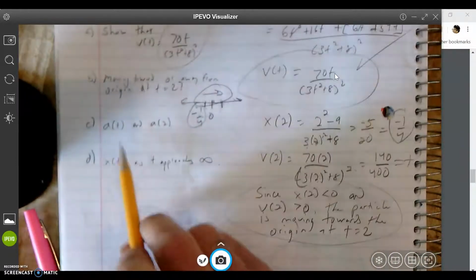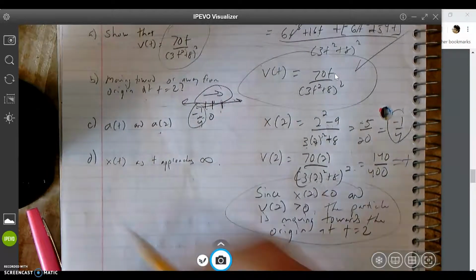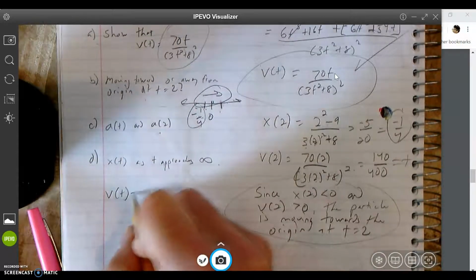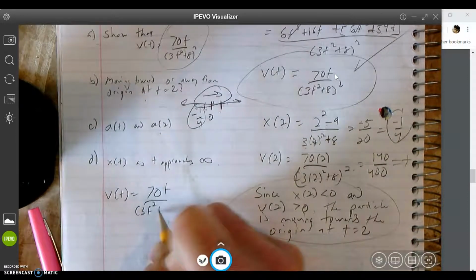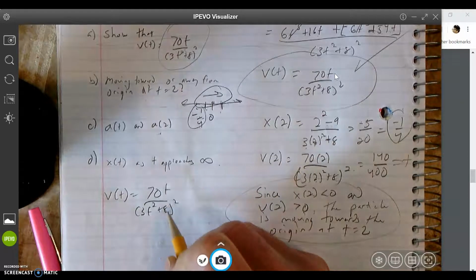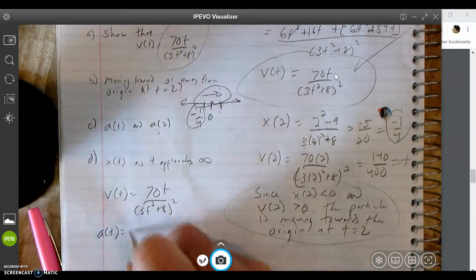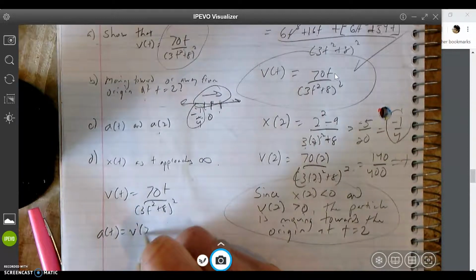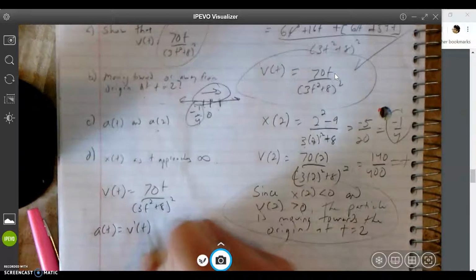All right, part C. I gotta get A of t and A of 2. So we know that V of t is 70t over 3t squared plus 8 squared, because we did that before. And we know that the acceleration is the derivative of velocity. Sorry, it should be t here. Derivative of velocity.